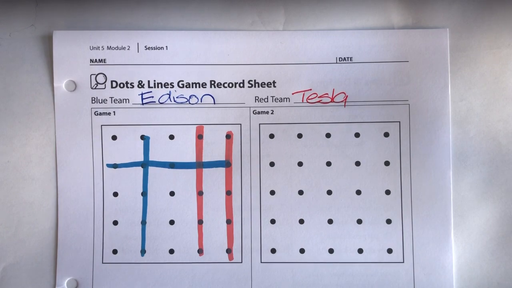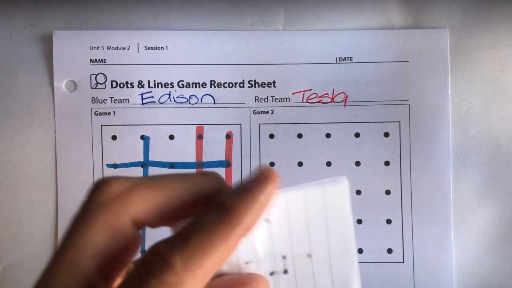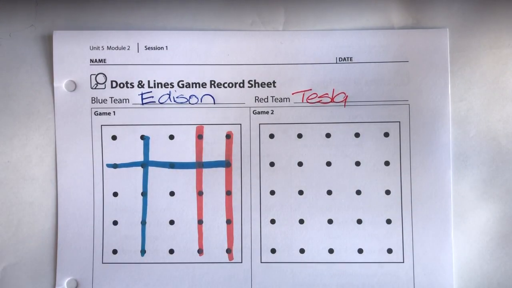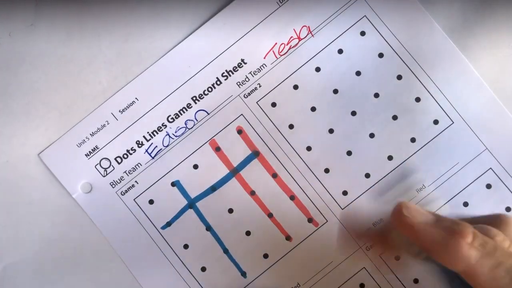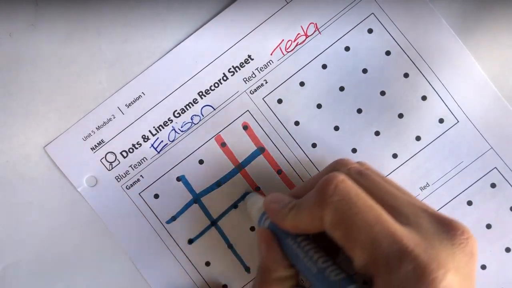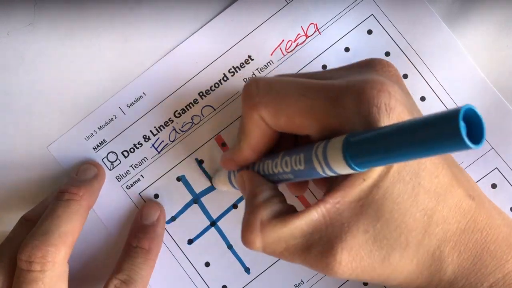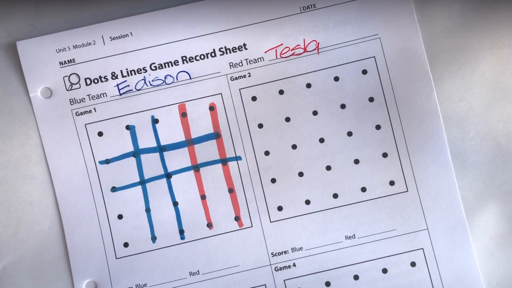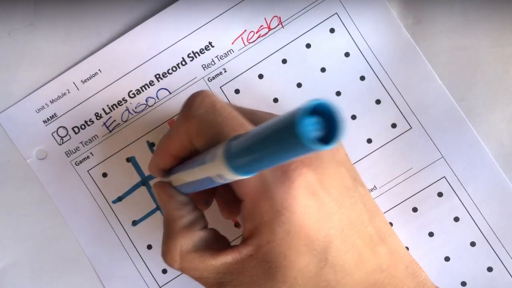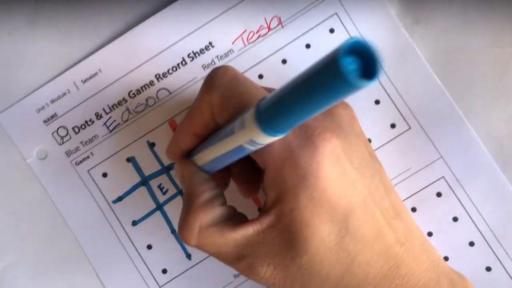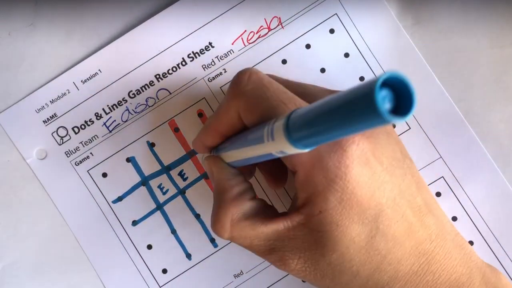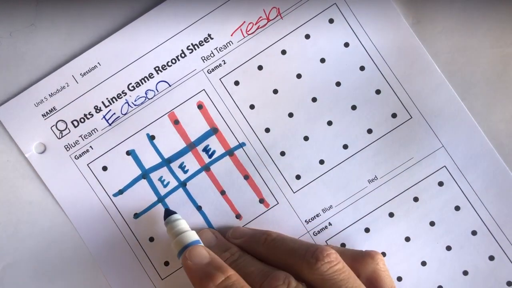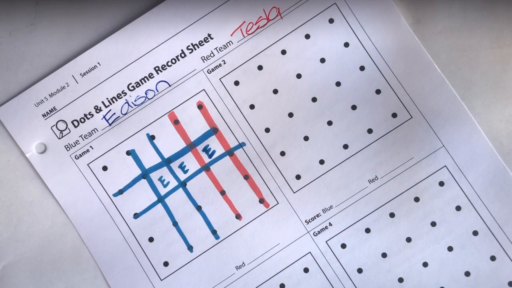So let's see, Edison is up next again, and Edison has pulled perpendicular lines. So he's gonna take his blue marker, and he's gonna create more perpendicular lines. This time, he's gonna create a line that goes this way, and one line that goes this way. So now we see that Edison, by putting in those 2 lines, has created 1 square, 2 squares, 3 squares. Remember, a square is a 4-sided shape, okay? So far, Edison has 3 points, all right?